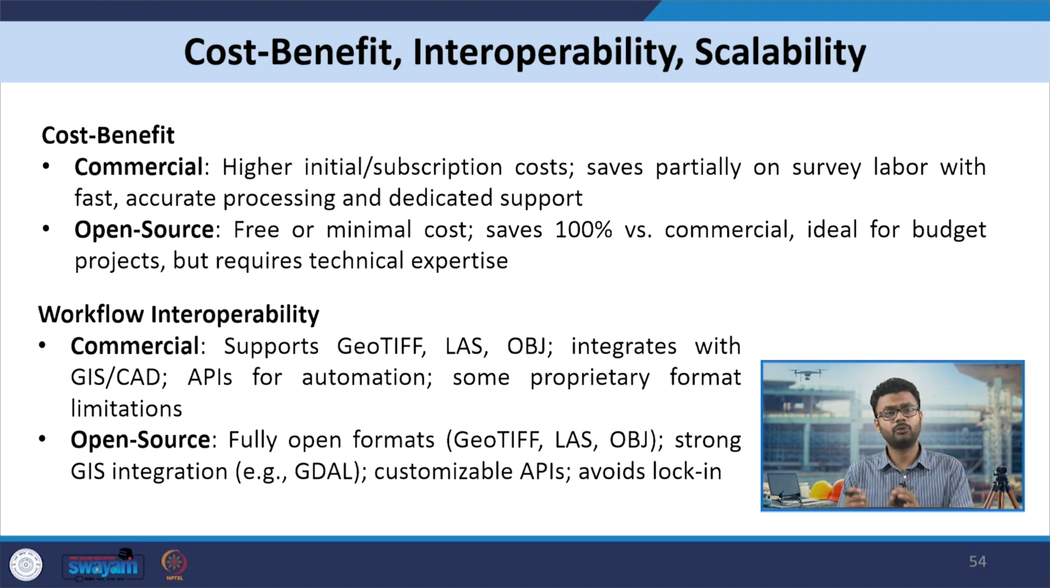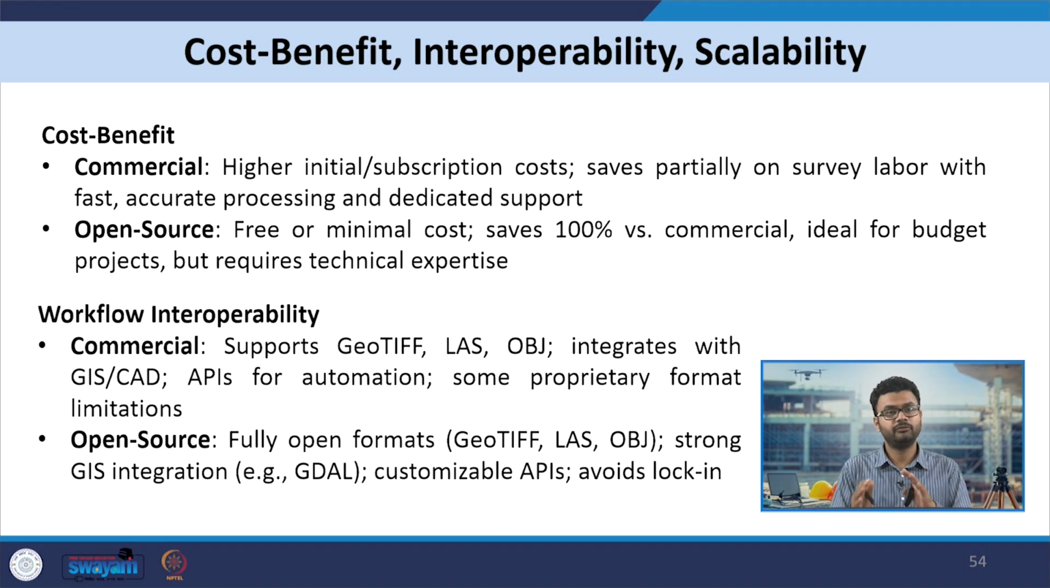So in summary, when we talk about the cost benefit, interoperability and scalability of the different software, it boils down to, first of all, that commercial softwares have high initial and subscription costs. So they may save partially on survey labor with fast, accurate processing and dedicated support. On the other hand, open source softwares have free or minimal initial cost and they save almost 100% with respect to the commercial softwares, and they're ideal for budget projects, but then they require technical expertise also.